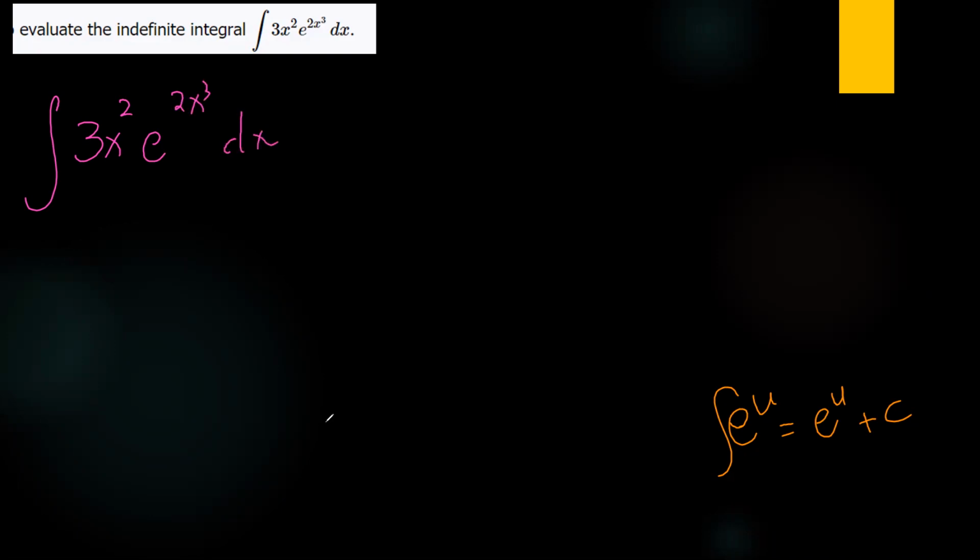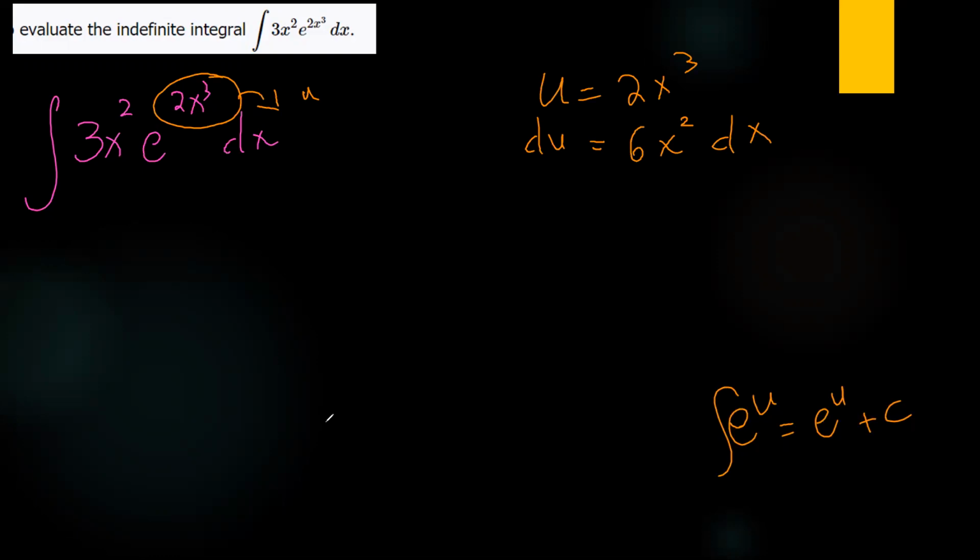The first step, look at the power. This power is u. Now be careful. Here, don't use the chain rule because we don't have any derivation. So let's say that u is 2x cubic and du will be 6x squared dx.